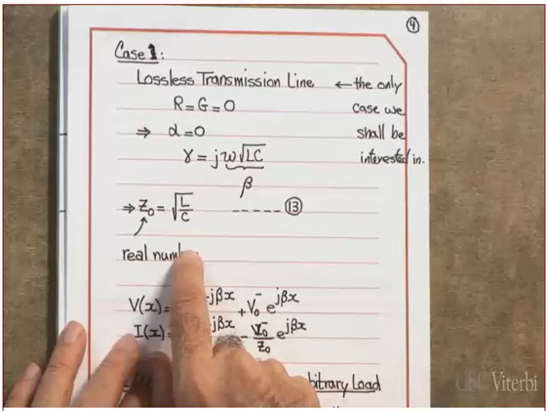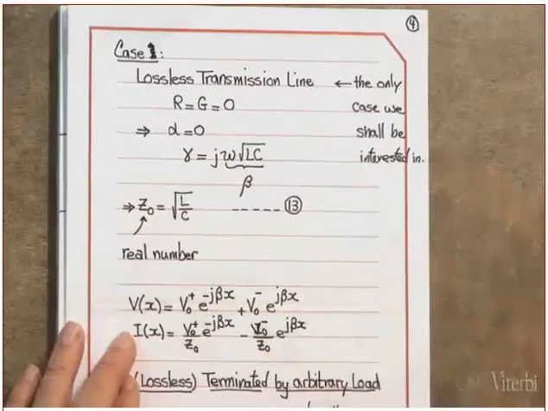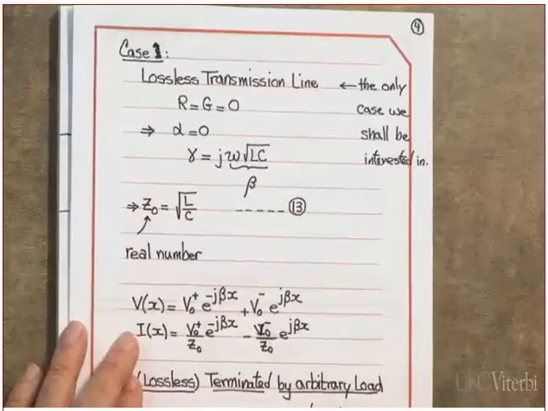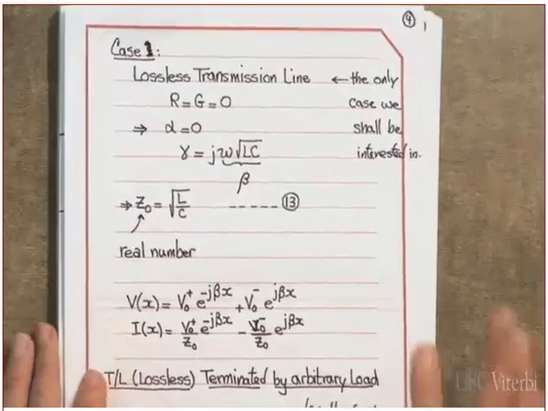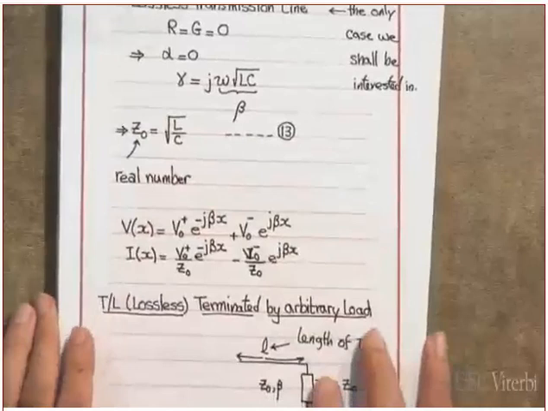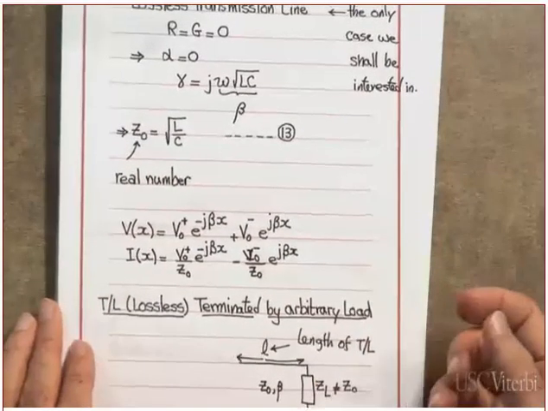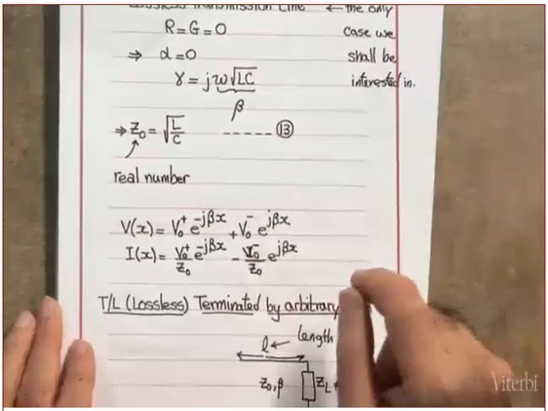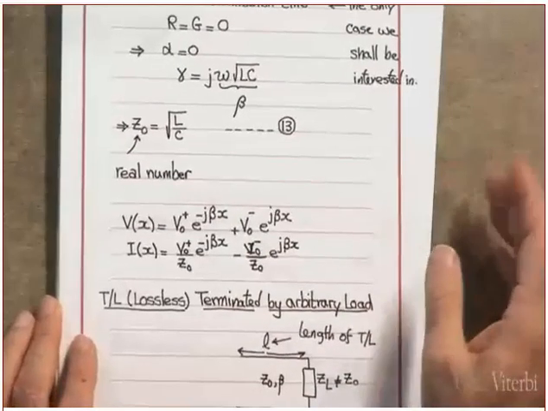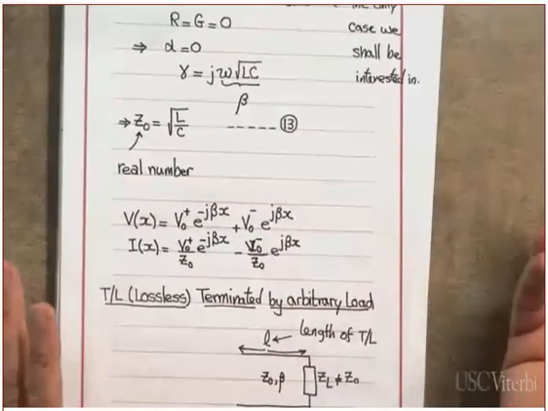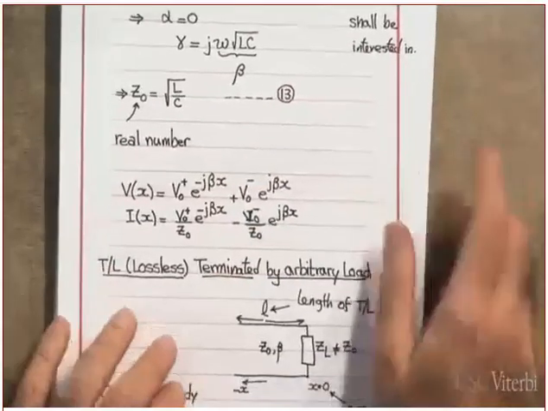Z0 is a real number. Even though I'm designating it by Z, it is not a complex number. It's a real number. Most of the time, Z0 equals 50. However, in the midterm, you go by whatever I tell you. So if I give you Z0 equal to 70, I don't want you to tell me, no, I will make it 50. You play by whatever is given in the problem.